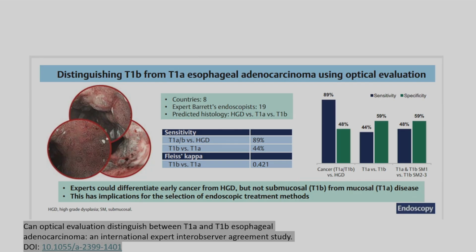What it shows is among the experts there was good correspondence when you're detecting high-grade dysplasia as opposed to T1A and T1B. That is understandable. We are really good at that. But when you look at differentiating between T1A and T1B, we are not so good. So that's what it says. That means we are still not predicting the depth of the invasion before we even consider resection.